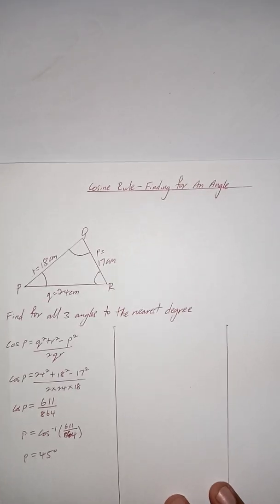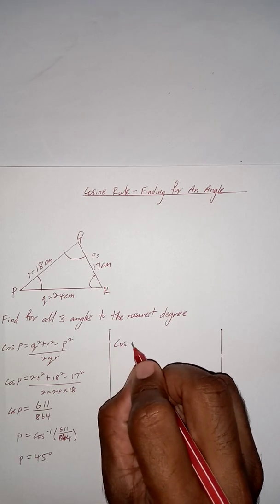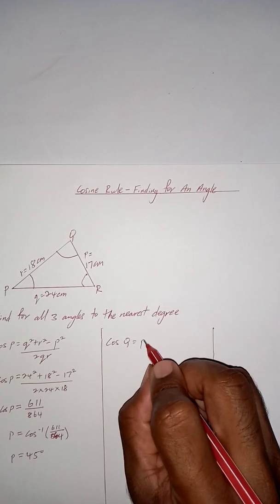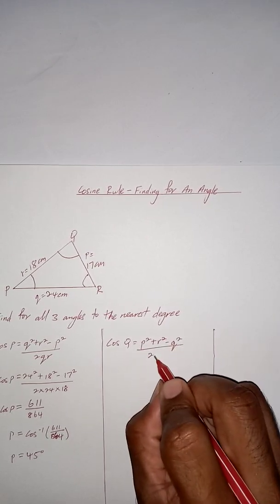Let us find angle Q. Good. Cos Q equals P square plus R square minus Q square, all over 2PR. Whatever the first 2 letters are, we need to put them there with the 2. Good. So P in this case will be what? P is given as 17, so that will be 17 square plus R, which is 18 square, minus 24 square, all over 2 times 17 times 18.